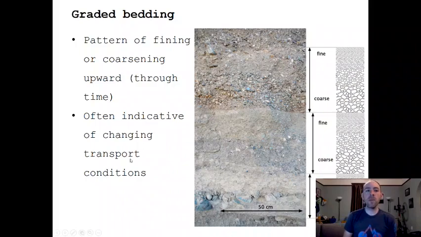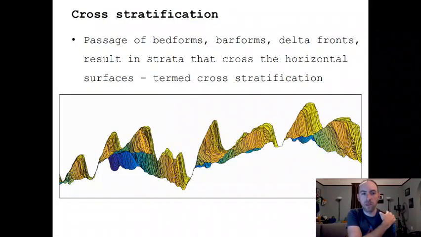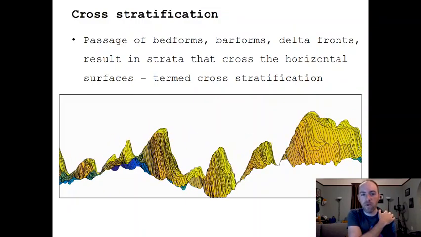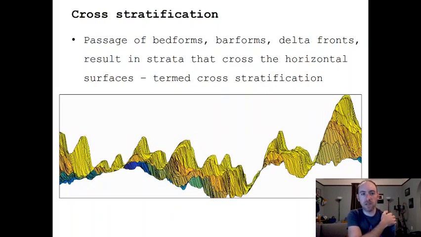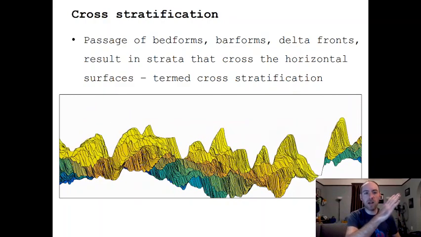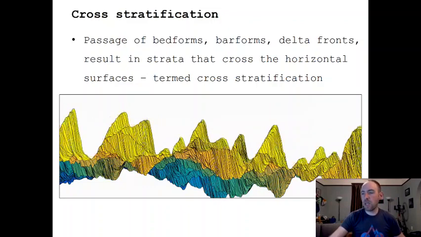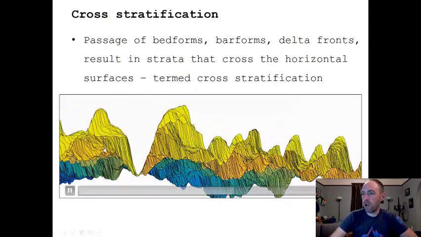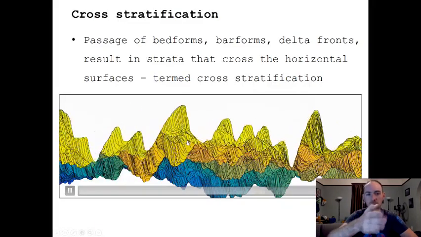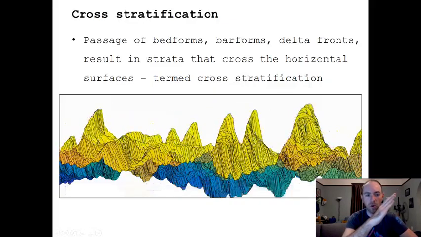Okay. Then there's cross-stratification. And cross-stratification occurs by the movement of topographic features like bed forms, bar forms, delta fronts, etc., that result in deposition of strata that cross horizontal surfaces, right? So in this case, as the bed forms migrate, you have those lee faces, the avalanche faces at the front of these bed forms where the sediment is being deposited at the angle of repose, right? So at a 30-something degree slope.